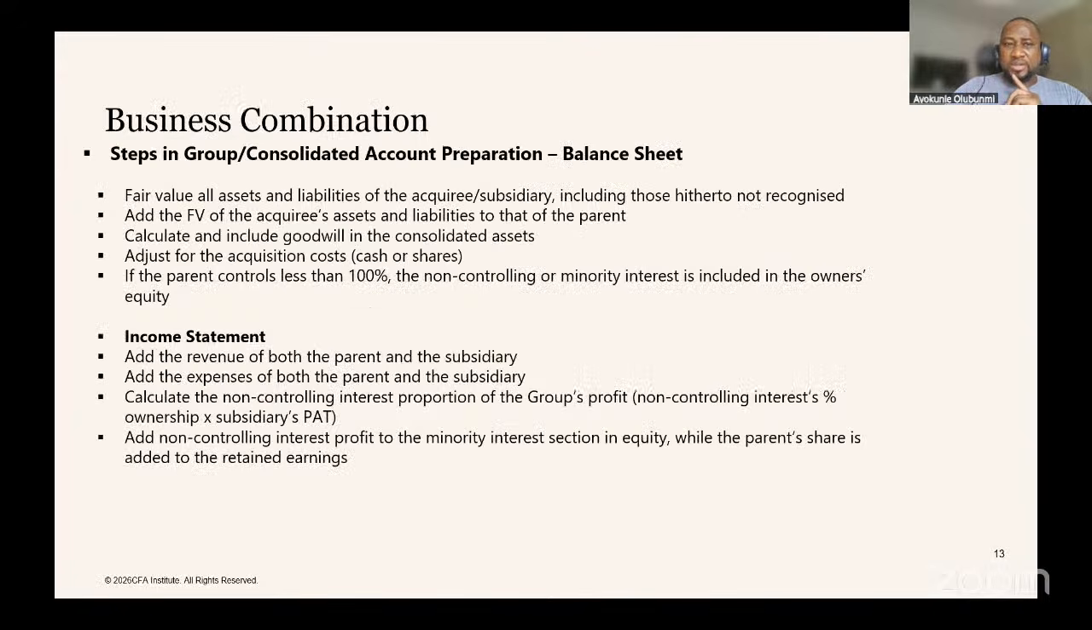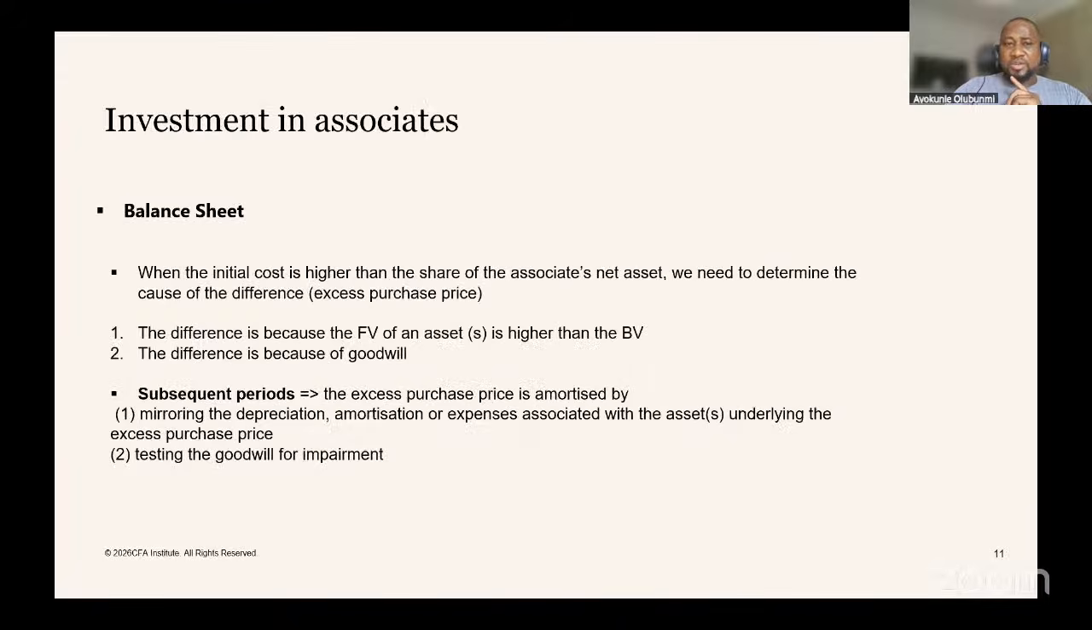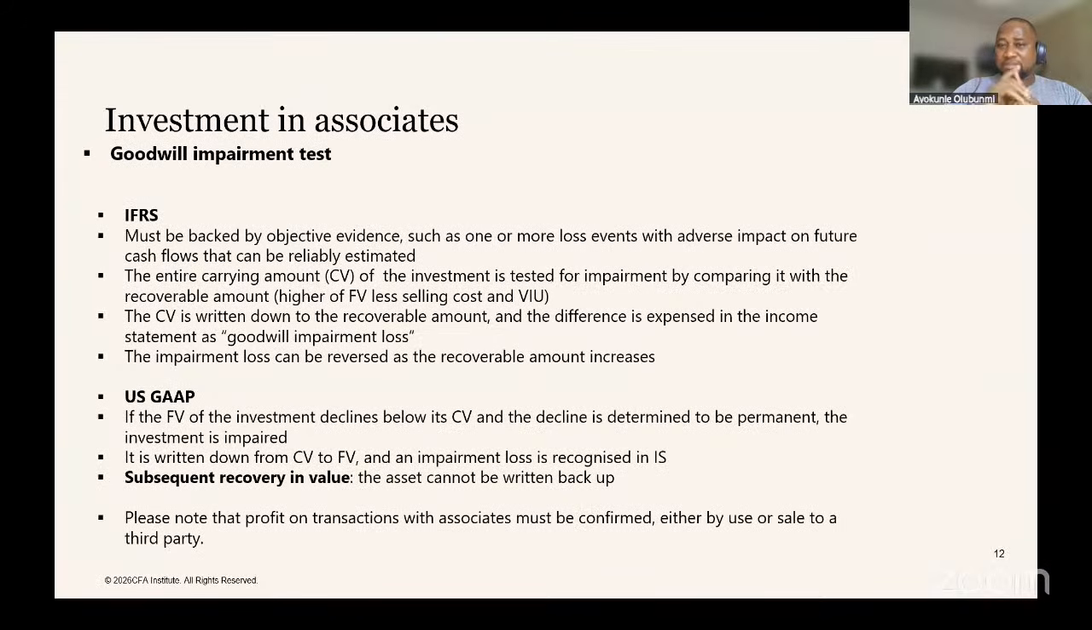Under US GAAP, you can't write it back up. But under IFRS, you can write it back up. So for instance, let me take that example again. Remember I said that under IFRS, the carrying value was 50 million, but the recoverable amount reduced to 35 million. We wrote it down to 35 million, and that difference of 15 million, we actually recorded in the income from associates.